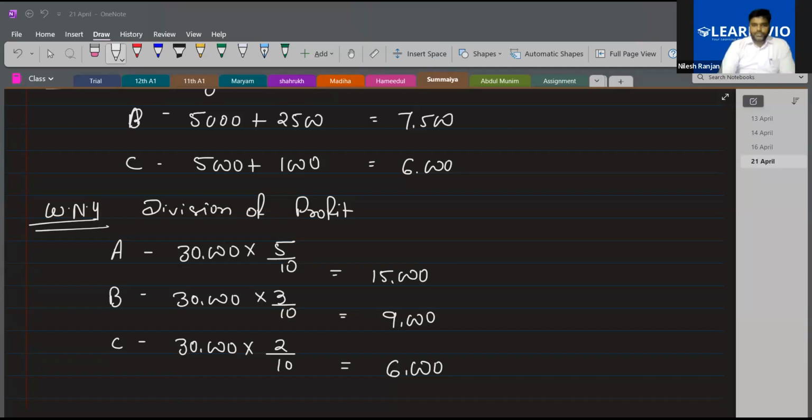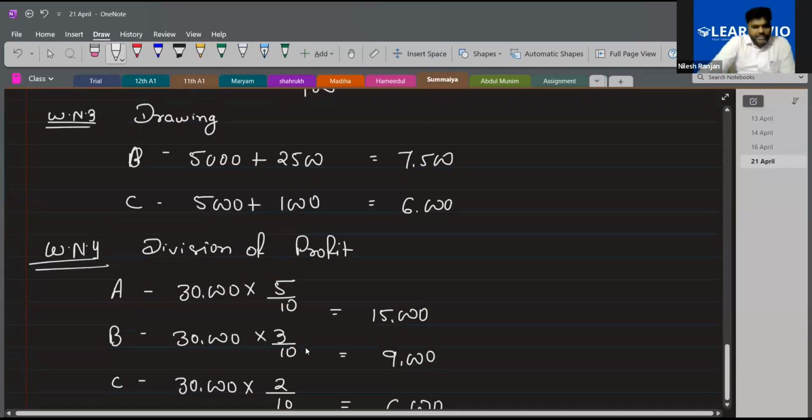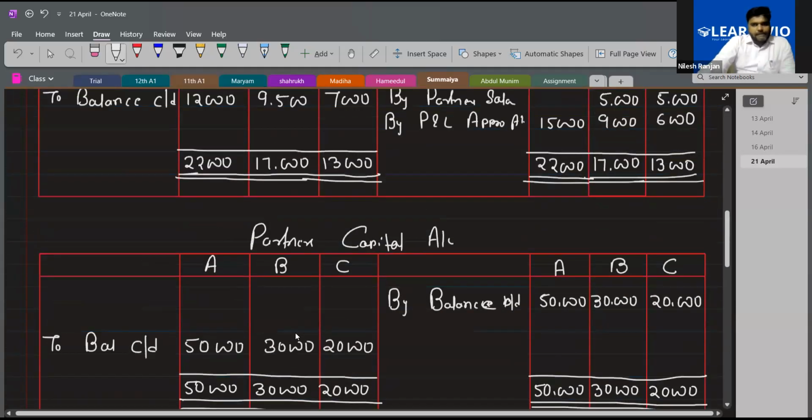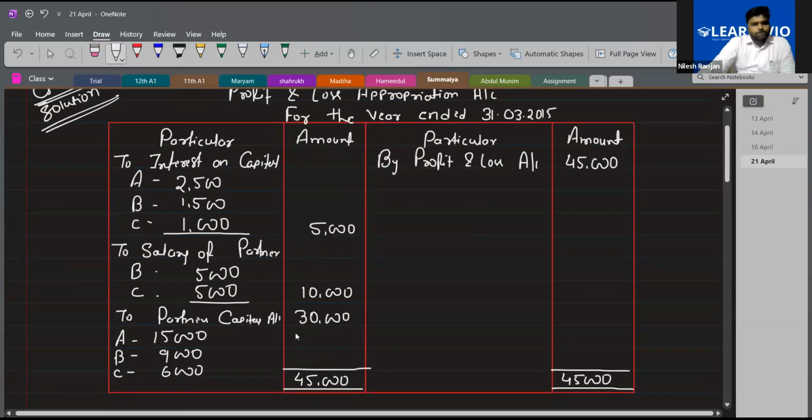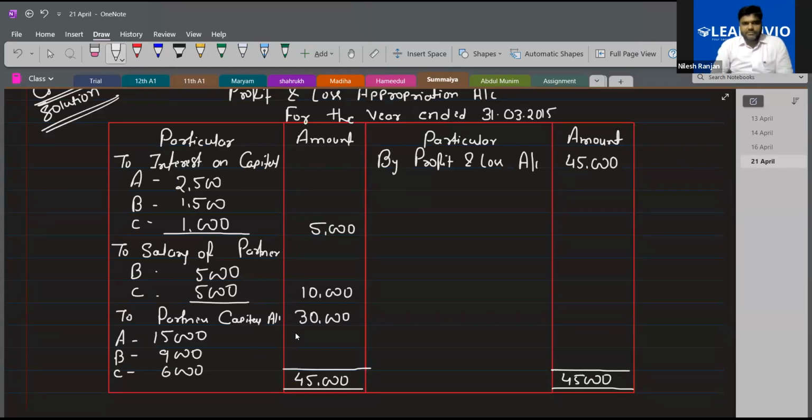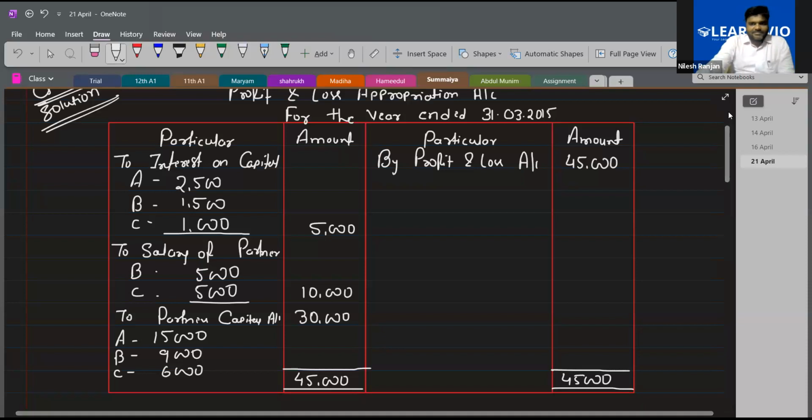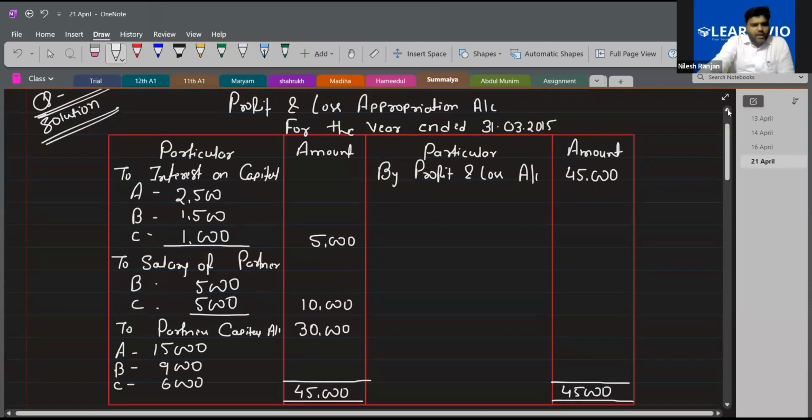If you want to copy this, take the screenshot. Do you have any doubt? No. Everything is clear. These type of questions, I think you have already done in your school. Yes.